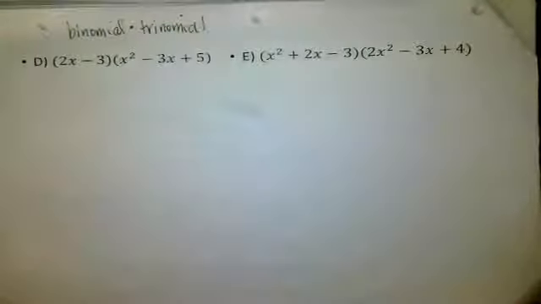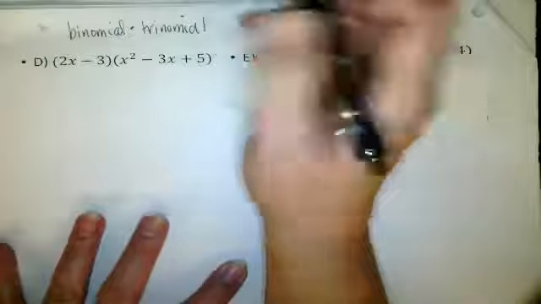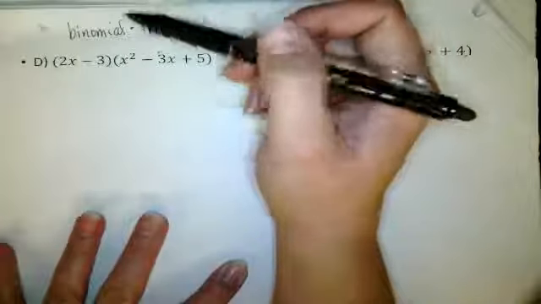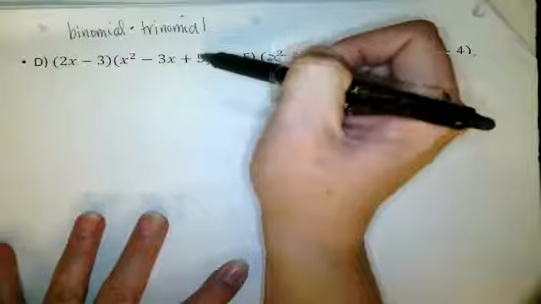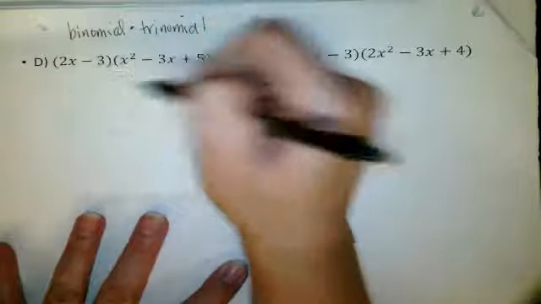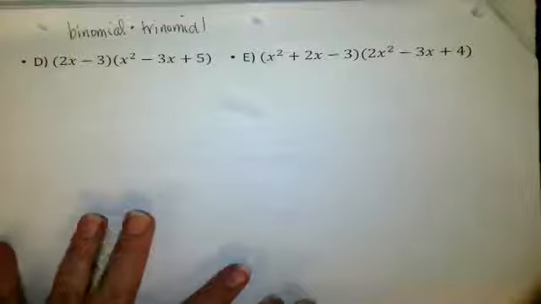Binomial times trinomial. 2x minus 3 times the quantity x squared minus 3x plus 5. Now, distribution works, but we would take the 2x and distribute it, Diego and Jordan. We would distribute the 2x to all 3 terms, and we would distribute the negative 3 to all 3 terms, and that's a lot, and a lot of students tend to get lost doing that.